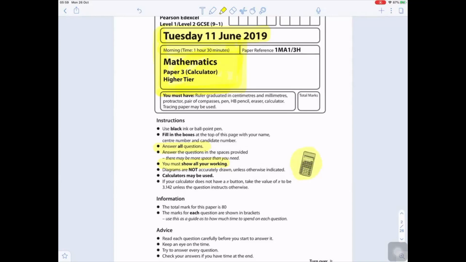If your calculator does not have a pi button, take the value of pi to be 3.142 unless the question instructs otherwise. The total mark for the paper is 80. The marks for each question are shown in brackets. Use this as a guide as to how much time to spend on each question. Read each question carefully before you start to answer it. Keep an eye on the time. Try to answer every question, and finally check your answers if you have time at the end.